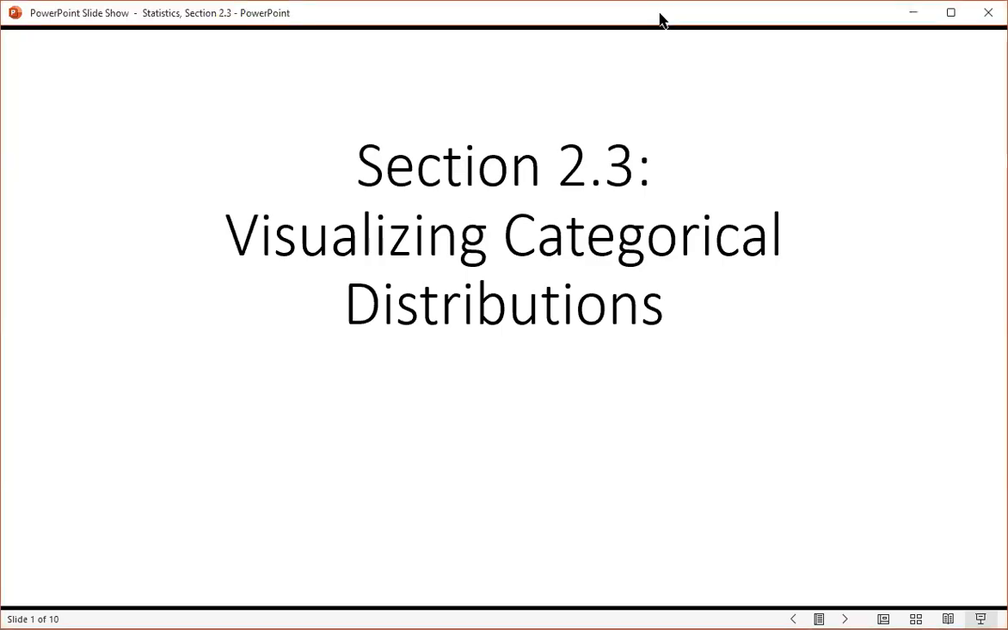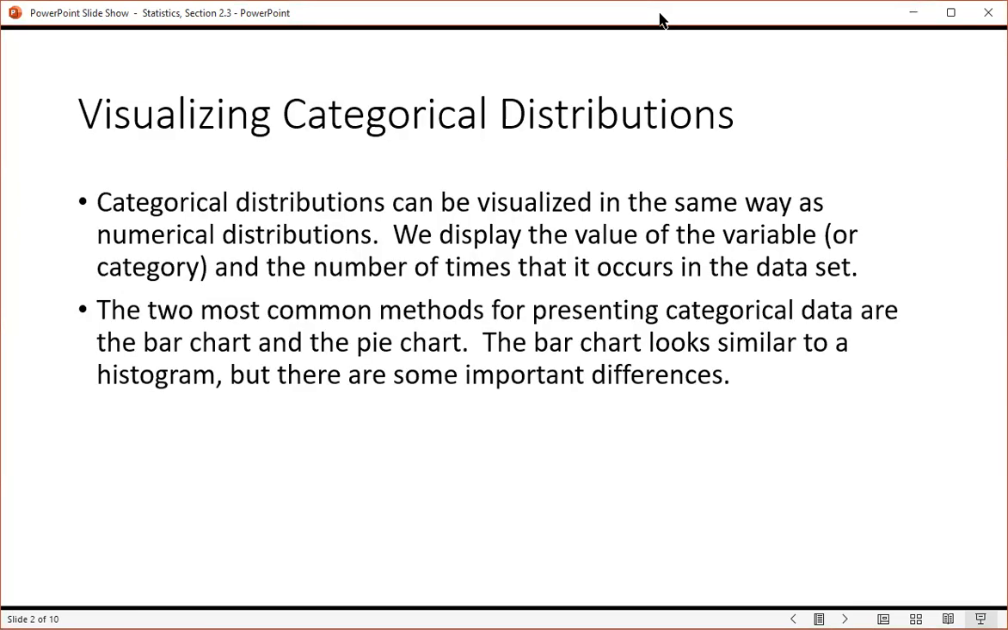Hello! In this video, we will cover section 2.3, which is on visualizing categorical distributions. Categorical distributions can be visualized in the same way as numerical distributions. We display the value of the variable or category and the number of times that it occurs in the data set. The two most common methods for presenting categorical data are the bar chart and the pie chart.